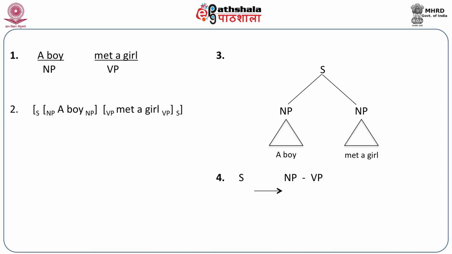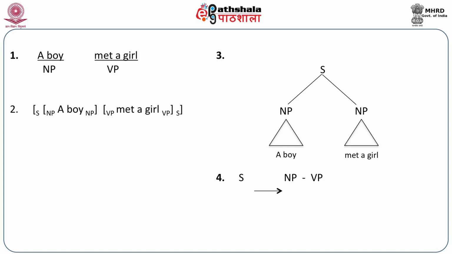And in 2 you can see that the noun phrase starts with A and ends with boy. That is the noun phrase. So we have an opening bracket there and a closing bracket for the noun phrase. And then we have an opening bracket for the verb phrase, which is met a girl, and a closing bracket for the verb phrase. And then we also have, as you can see, an opening bracket for the sentence and a closing bracket for the sentence. And the labels are given like S, NP, and VP.